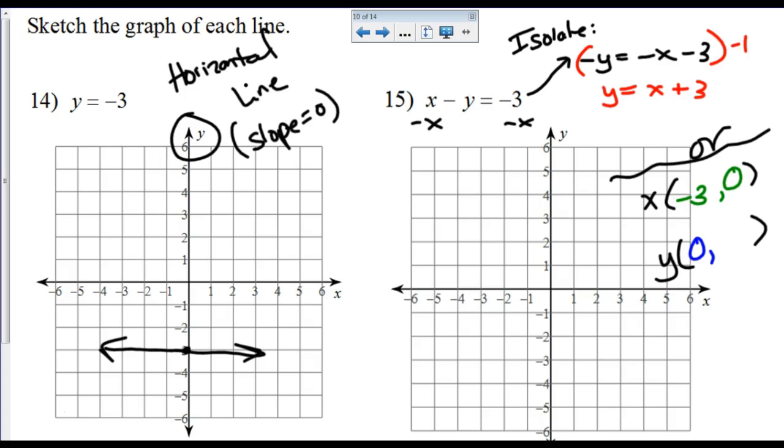And then the y-intercept would be, with nothing here for the x, negative y equals negative 3. Dividing by negative 1 on both sides gives you y equals positive 3. Again, it doesn't matter because you're going to end up with the same equation, same line.